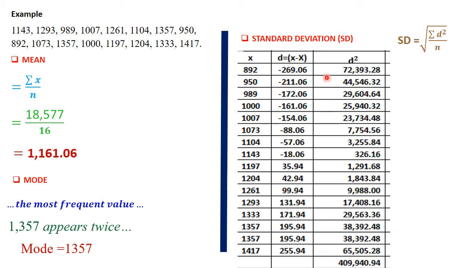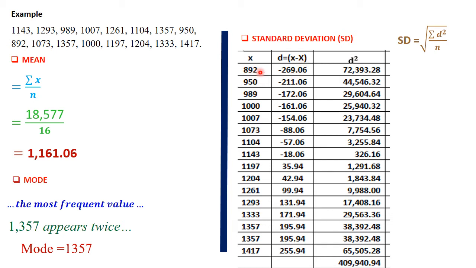So we proceed, and because of the formula, the values given in the formula point us to the columns we need to include in our table. This 892, 950, 989, 1000, 1007, 1073, and on up to 1417, all of those values there are our x's. They're just these values here. I've just put them in ascending order. You don't need to have them in that particular order, at least at this level. The next thing is I have looked for the value of d, which is the deviation from the arithmetic mean.